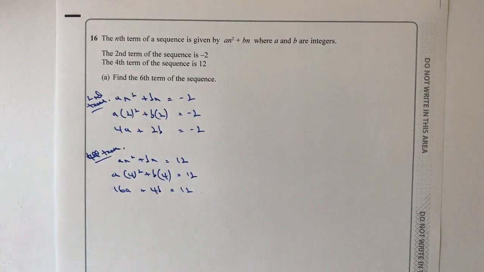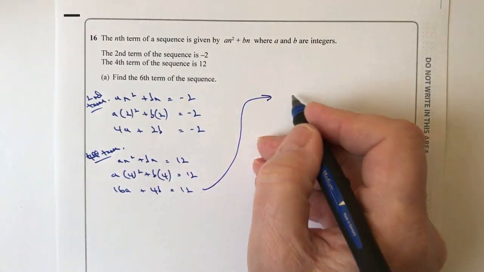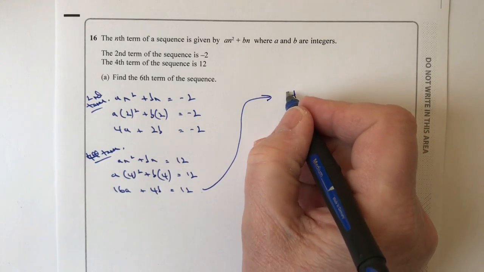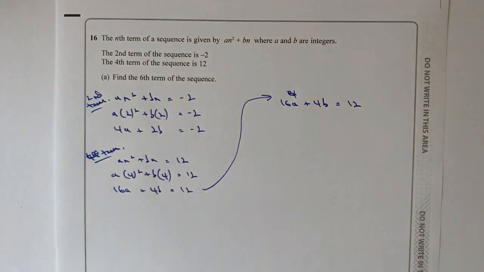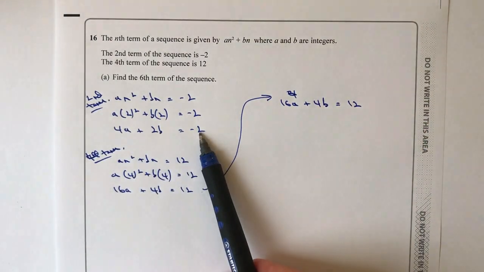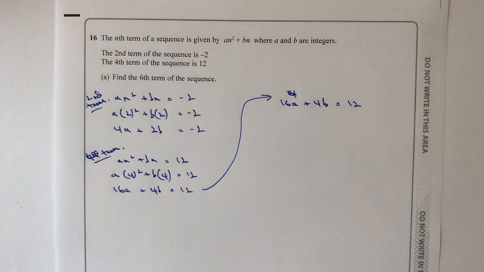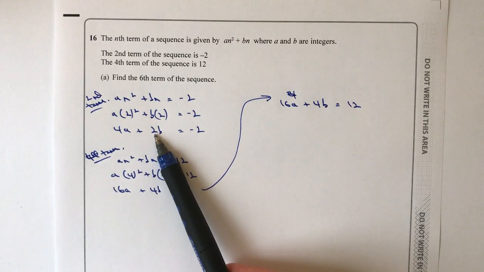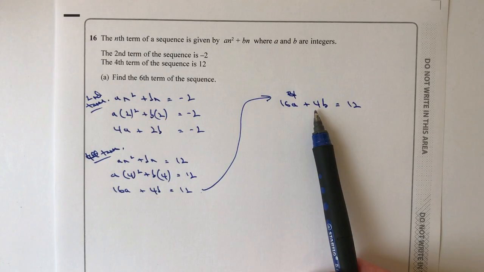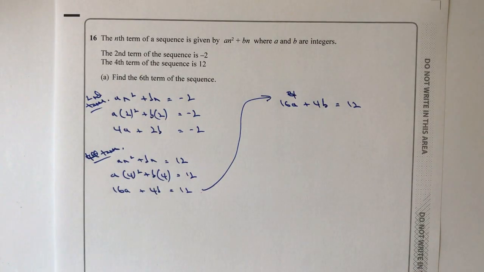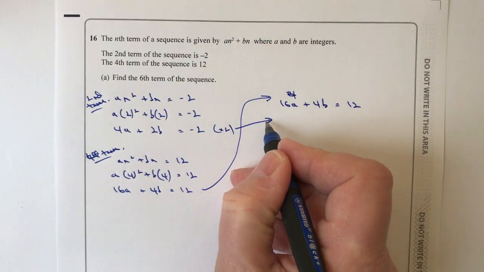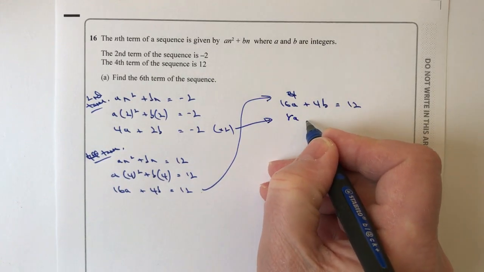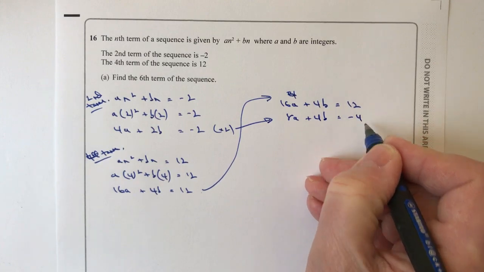So I'm going to put that slightly differently. I'm going to put this at the top, beg your pardon, start that again. 16a plus 4b equals 12. Now this one here, I'm going to multiply by 2. The reason I'm going to multiply it by 2 is because this then becomes 4b. And if that becomes 4b, it means I can subtract it away from this equation and get rid of the b terms. So I'll multiply that by 2, and I'm going to put that over here, and that's going to be 8a plus 4b equals minus 4.